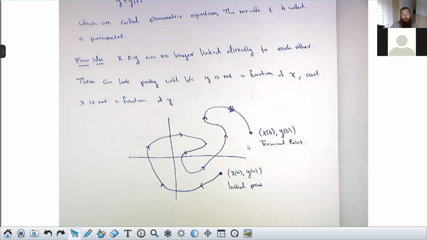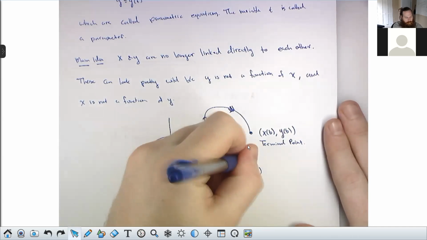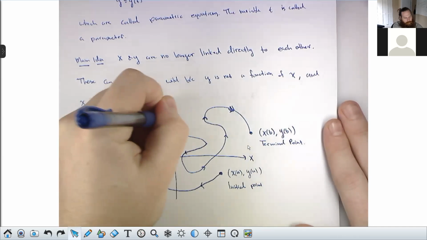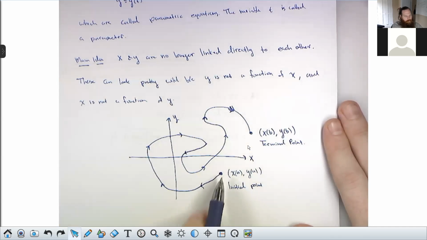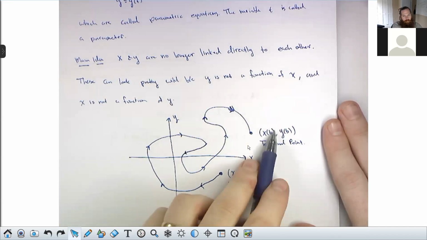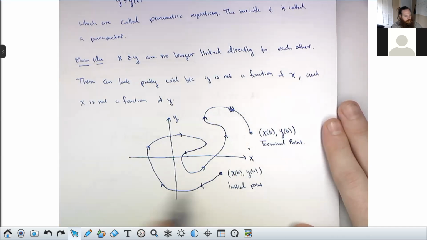So when I ask you to graph a set of parametric equations, this is what I'm looking for. I'm looking for something like this. I want to see the initial point labeled. I want to see the terminal point labeled. I want to see the curve. And I want these little arrows indicating direction.